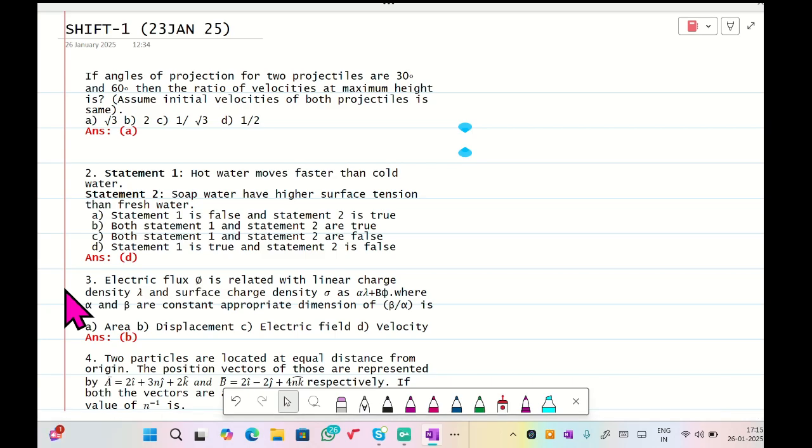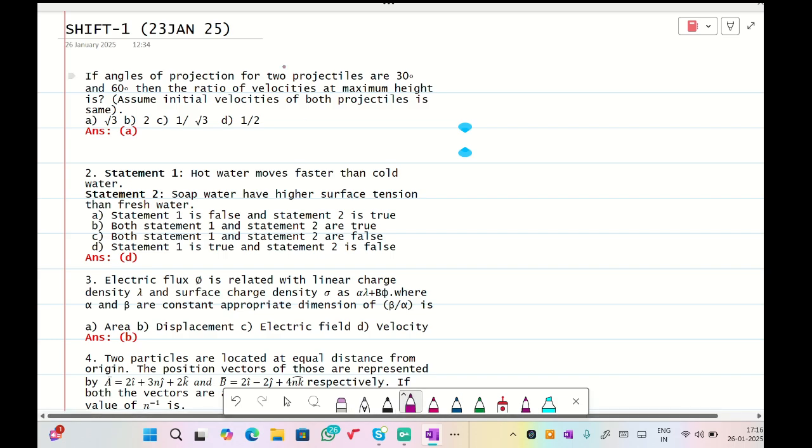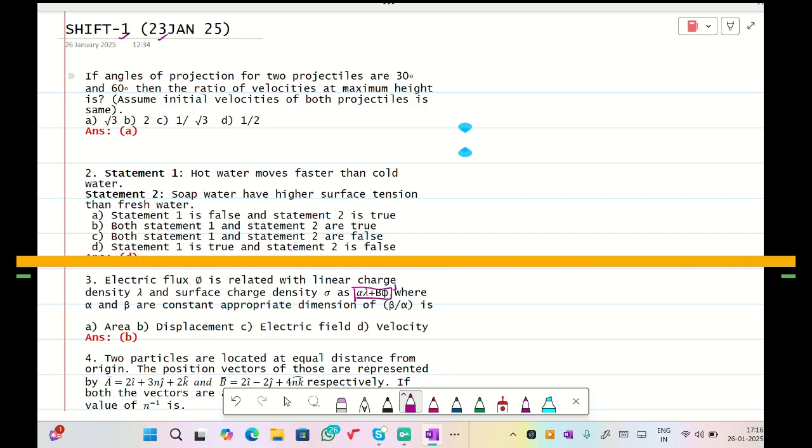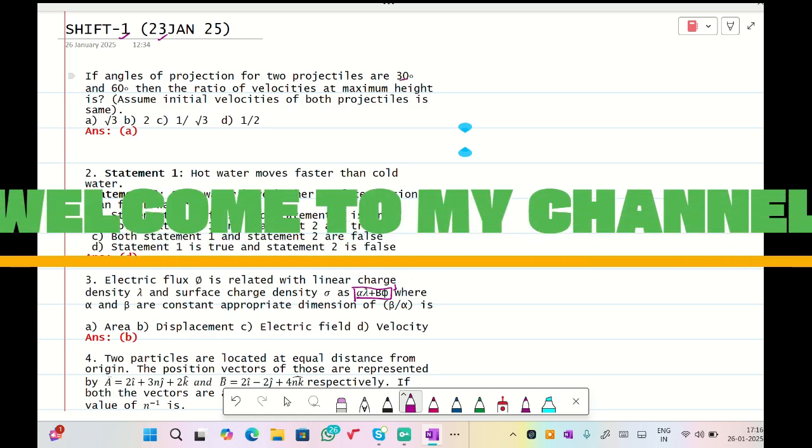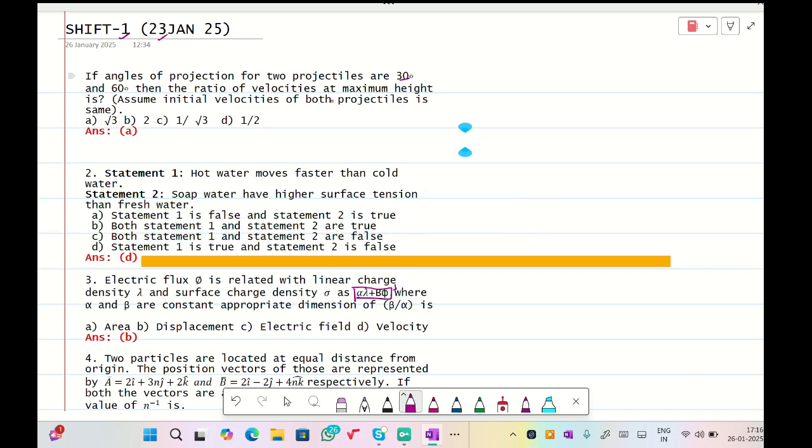So I'm going to discuss the 23rd January SHIFT-1 paper. The angle of projection for two particles, 30 and 60, are given. The ratio of the velocity at the maximum height is asked.